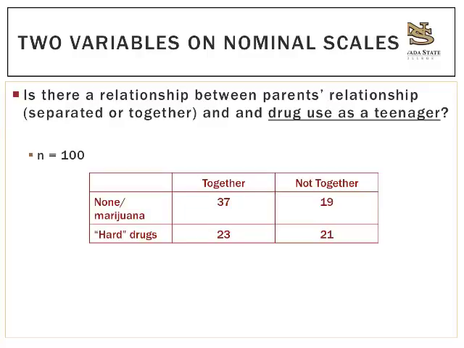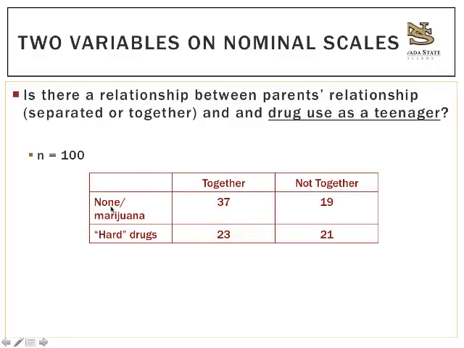Now, as a researcher, you get to decide about the levels for your variables. So here I've decided to take the participants who told me that their parents were together throughout their childhood and while they were growing up to be in this column, and those who said that their parents were never together or separated at some point here in the not together column.